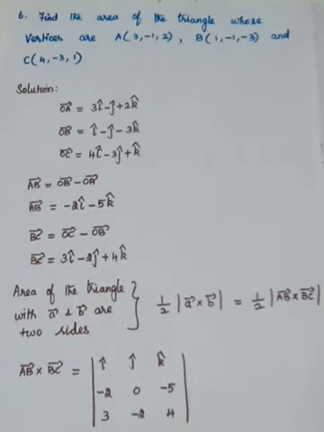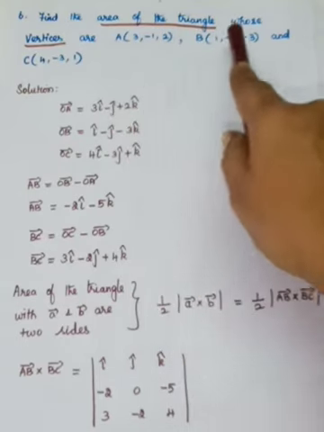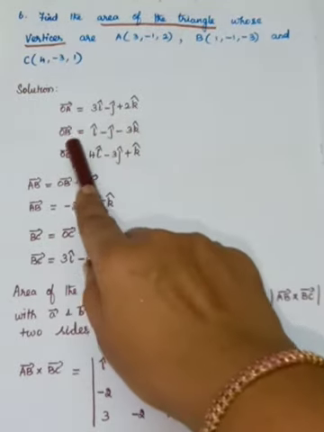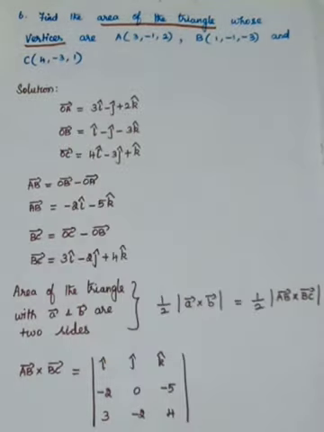So first, from the first point, you can write the OA vector. What is the OA vector? 3i cap minus j cap plus 2k cap. From the second point, the next position vector is the OB vector. That is i cap minus j cap minus 3k cap. And from the third point, you can write the OC vector. The OC vector is 4i cap minus 3j cap plus k cap. Okay, 3 position vectors are given.